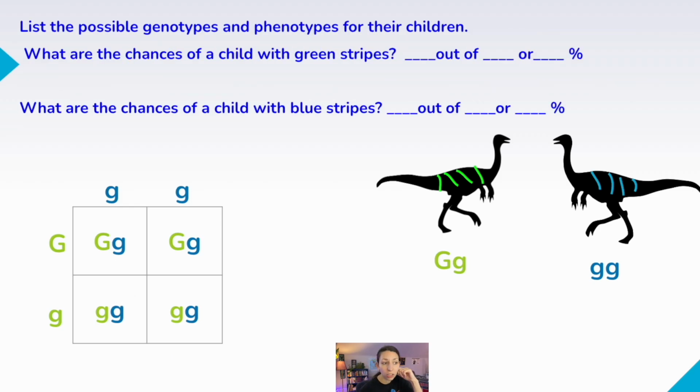So what are the chances of a child with green stripes? Well, let's look at these phenotypes. Now big G would give us green, big G would give us green, little g would give us blue, and little g would also give us blue. So 2 out of 4, or if we simplify it, 1 out of 2, or 50%. And then chances of a child with blue stripes, it's the same, 2 out of 4, or 50%.